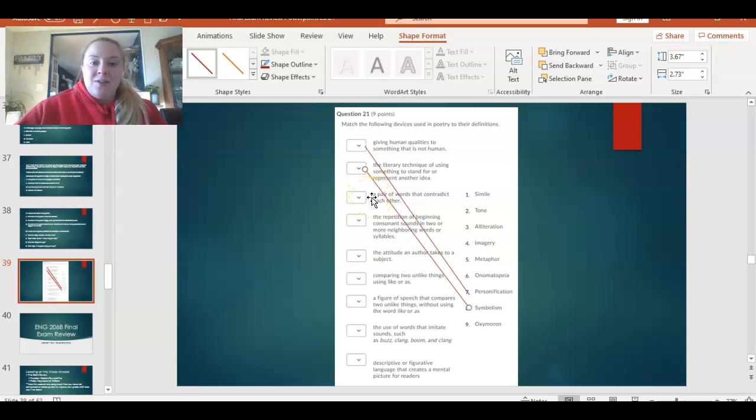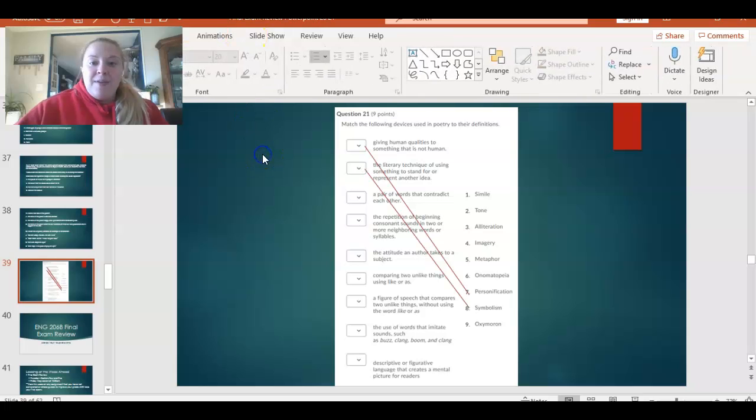All right, next up, a pair of words that contradict each other. The example that I liked to use in class was a baby grand piano. Words that seem like they have an opposite meaning, but together they actually make sense, even though it seems like they contradict each other. We call that an oxymoron.